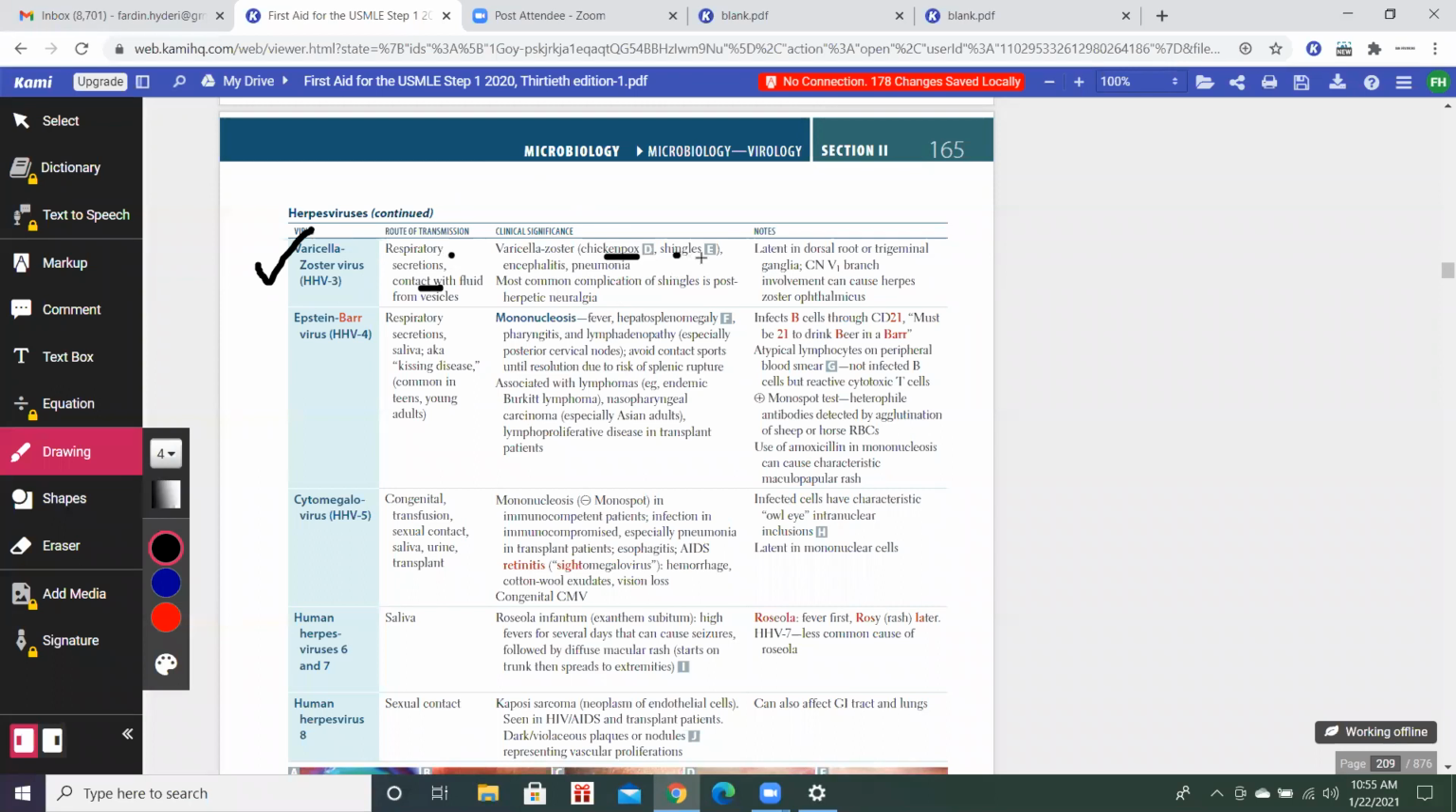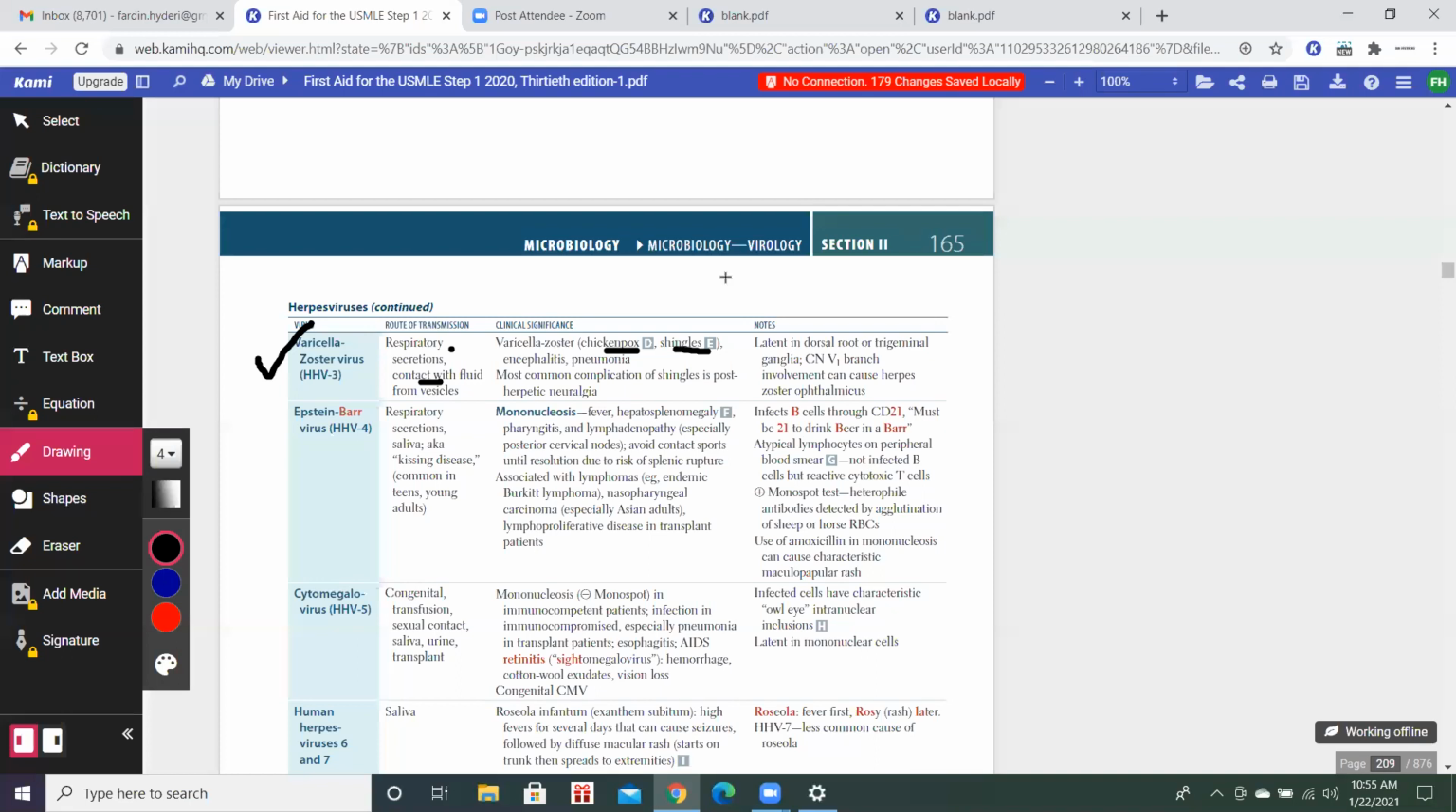Now, can anyone describe to me the virus that is responsible for causing chickenpox in terms of enveloped, double-strand, single-strand, DNA, RNA, linearity, and that's that? Can anyone describe the virus which is responsible for causing chickenpox? There you go. Double-stranded linear enveloped virus.